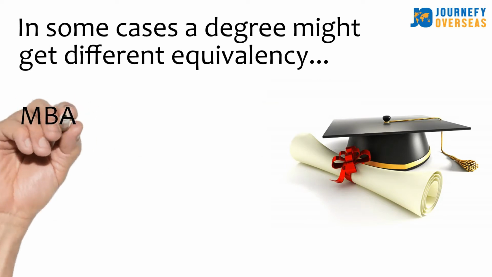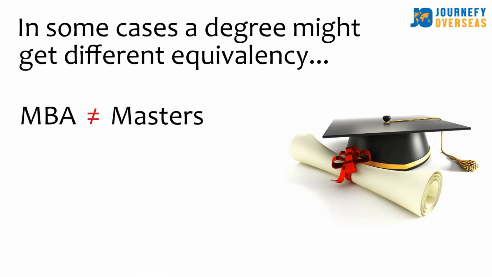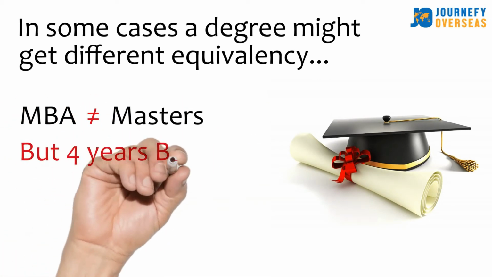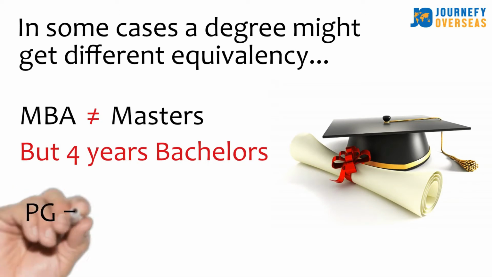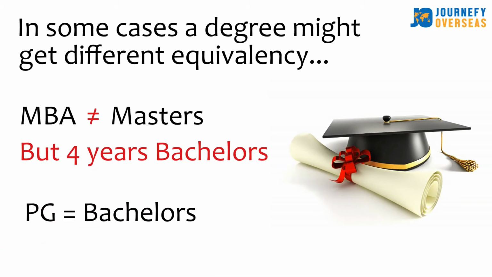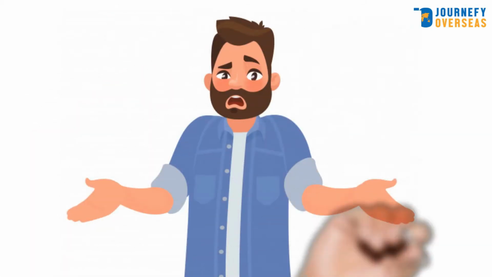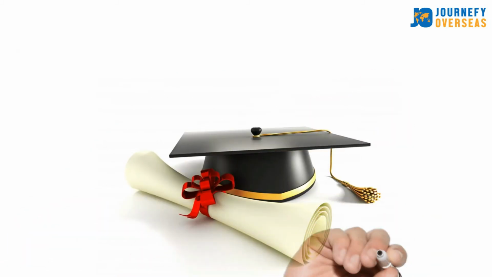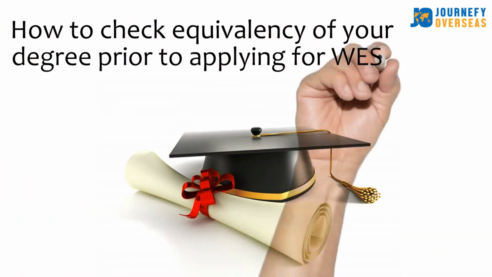In some cases, a degree might get a different equivalency as per the Canadian education system. For example, some master courses like MBA are not considered as master but 4-year bachelors. Also, some post-graduation courses are considered as bachelor. And you might not get points equivalent to a master degree in spite of having a master degree. So let's see how to check the equivalency of your degree.